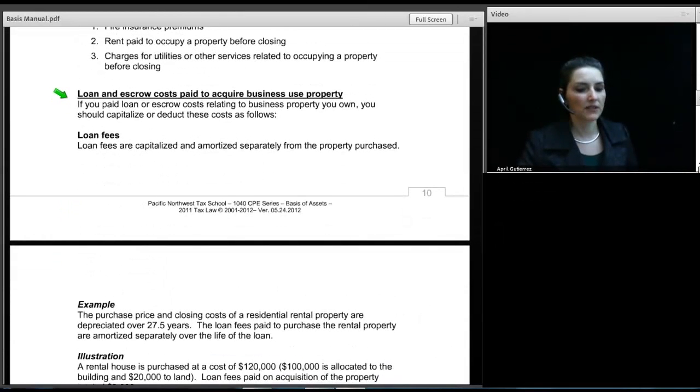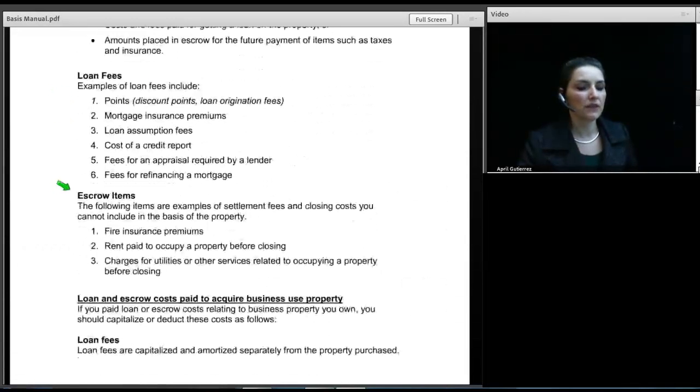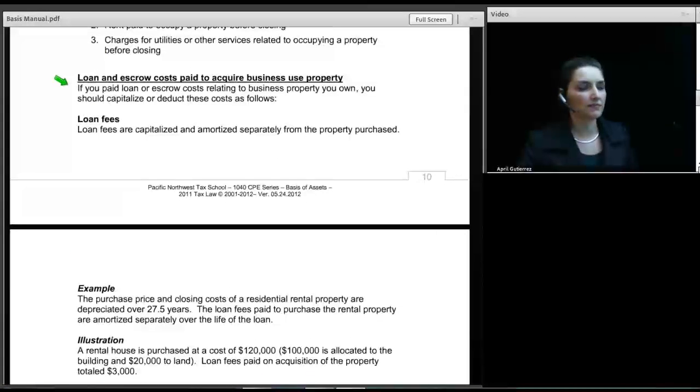Loan and escrow costs paid to acquire business use property are treated somewhat differently. So if you're paying these expenses up here, loan fees in association with buying your personal home or a residence, these will not add to your basis. But if you're purchasing it as a business asset, there is some different treatment.